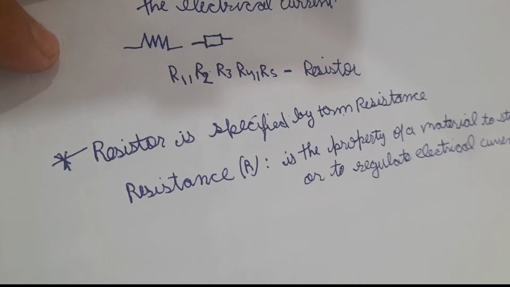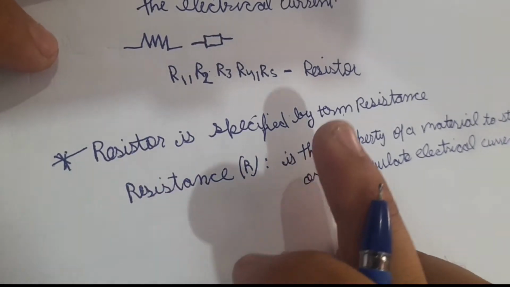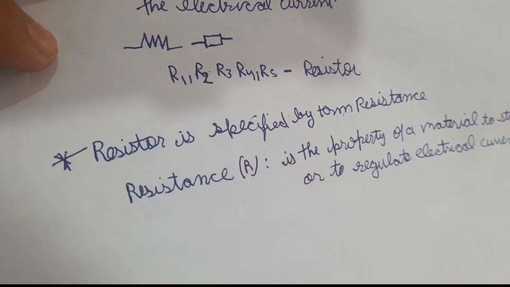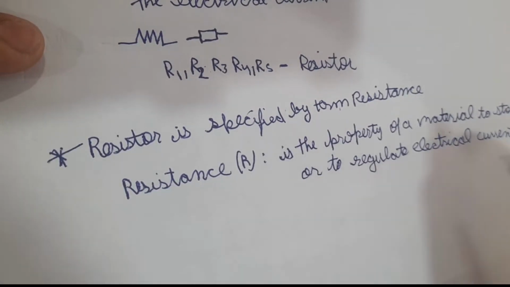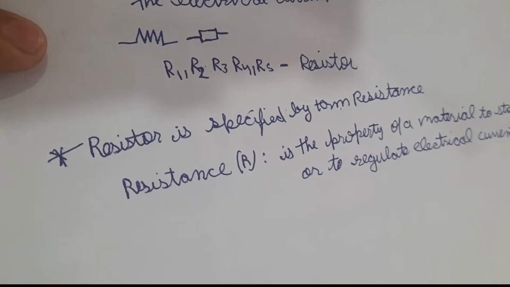So what is resistance now? Resistance is denoted by the letter R. Resistance is the property of a material to stop or to regulate the electrical current. Resistance is also related to Ohm's law, which we are going to learn about further in this video. Firstly, we are going to see the difference between resistance and resistivity.